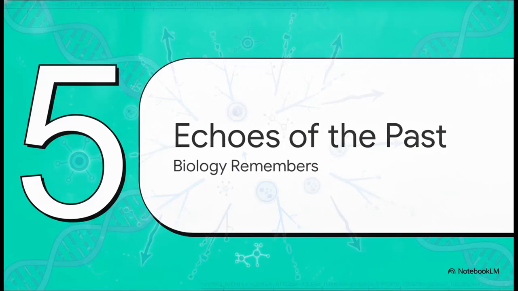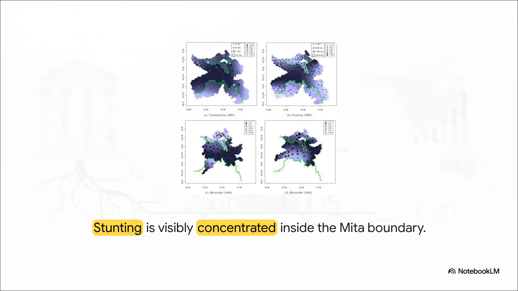Part 5. Echoes of the past. Biology remembers. Because the consequences aren't just in their wallets. They are biologically stamped into their descendants. Look at the dark clusters on this map. That highlights childhood stunting, malnutrition, literally restricting physical growth. And it perfectly traces the inside of the Mita boundary. History is literally stealing food off the plates of children today.